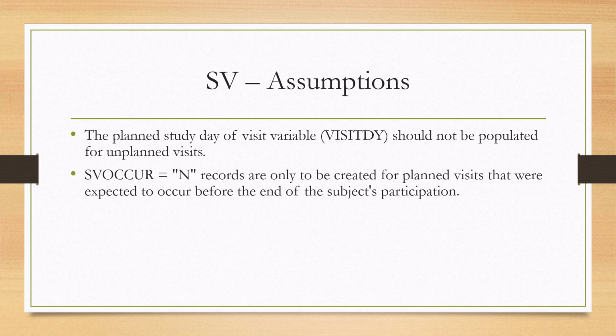Next is that SVPRESP equals Y records are only to be created for planned visits that are expected to occur before the end of the subject's participation. As we have discussed, these records will be created only for planned visits, and because these are planned visits they are expected to occur, but we will populate these records only till the time the subject is active in the study. If the subject has ended study participation, then after that all the planned visits will not have any record for that subject in the SV domain.